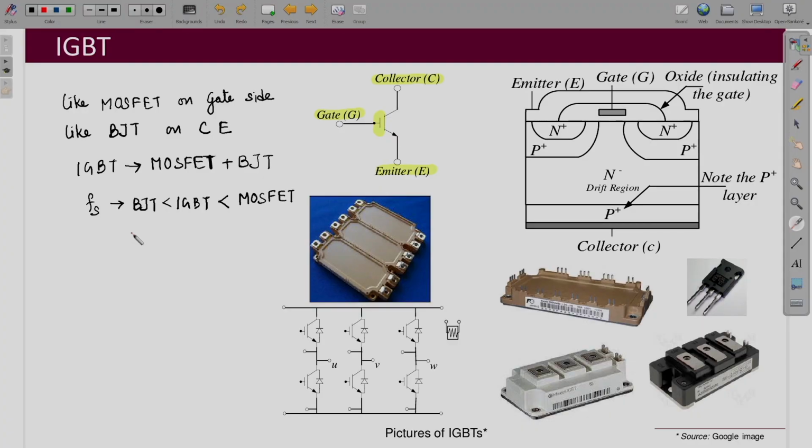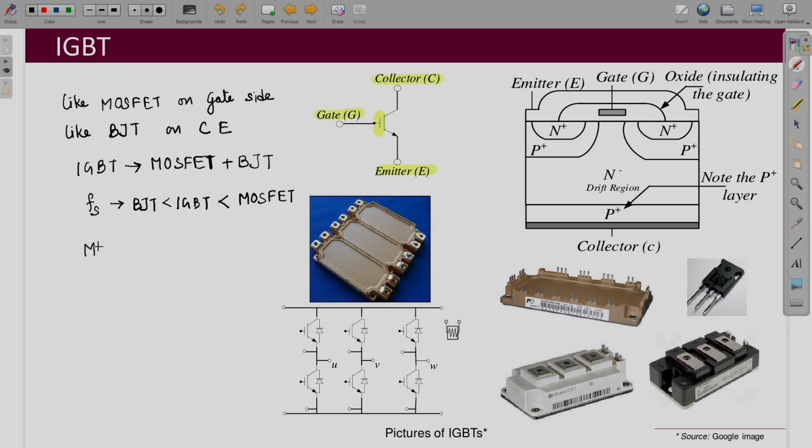So, this IGBT turned out to be in between your BJT and MOSFET. It could be switched higher than BJTs, lesser than MOSFETs, and power handling capacities were also somewhere between your MOSFET and BJT. Lower than power BJTs they can handle, but higher than MOSFETs they can handle, and that is why your IGBTs became very popular and are used a lot in your medium power applications, especially for DC to AC applications.